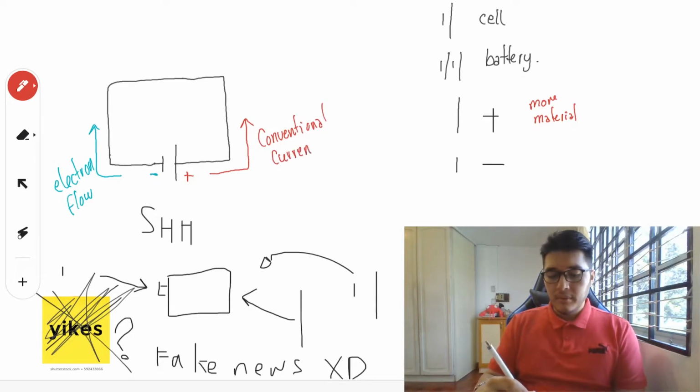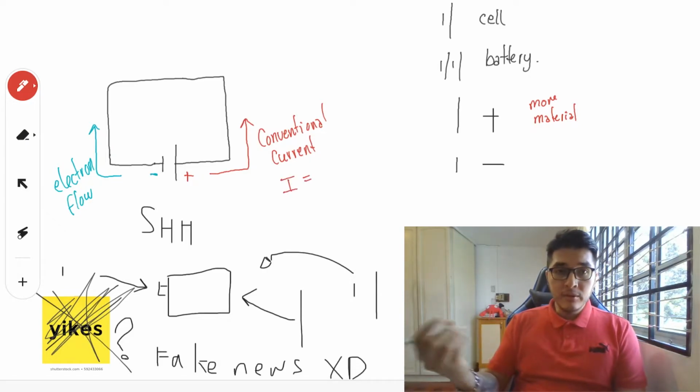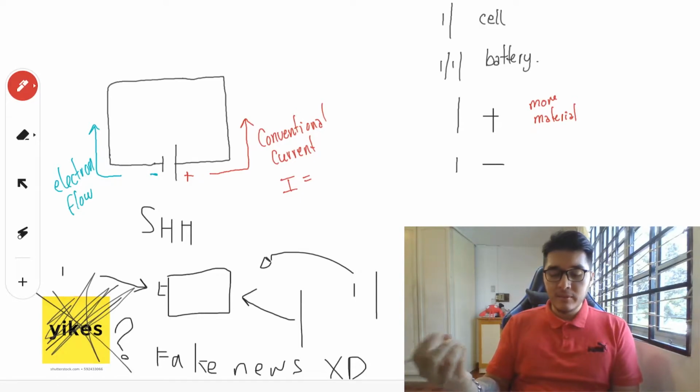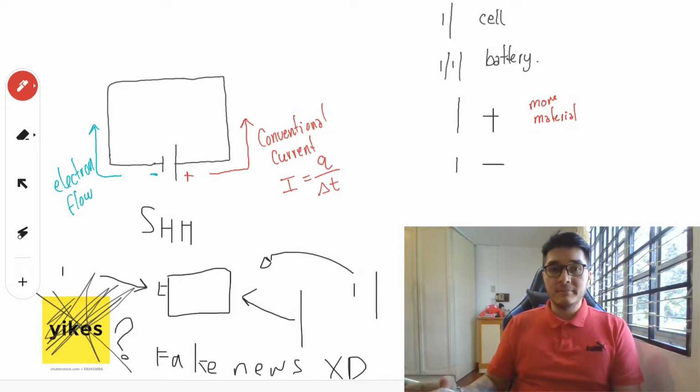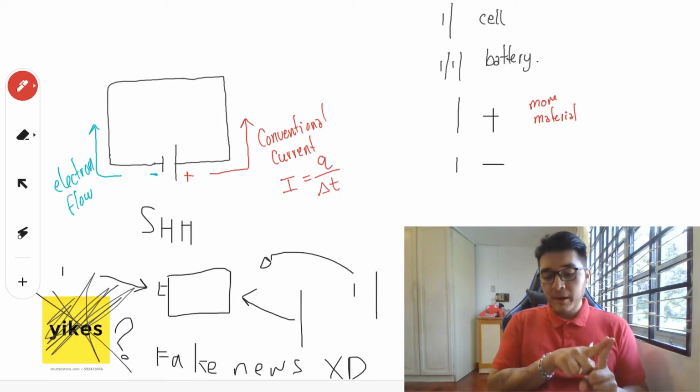And the symbol that we used last time is the capital letter I. You could use the lowercase i, but that's not commonly used. So capital letter I, and conventional current just measures the amount of charge that passes through a cross-sectional area in a given time period. So again, the basic circuit is we need first a power source, then we identify the positive end and the negative end.